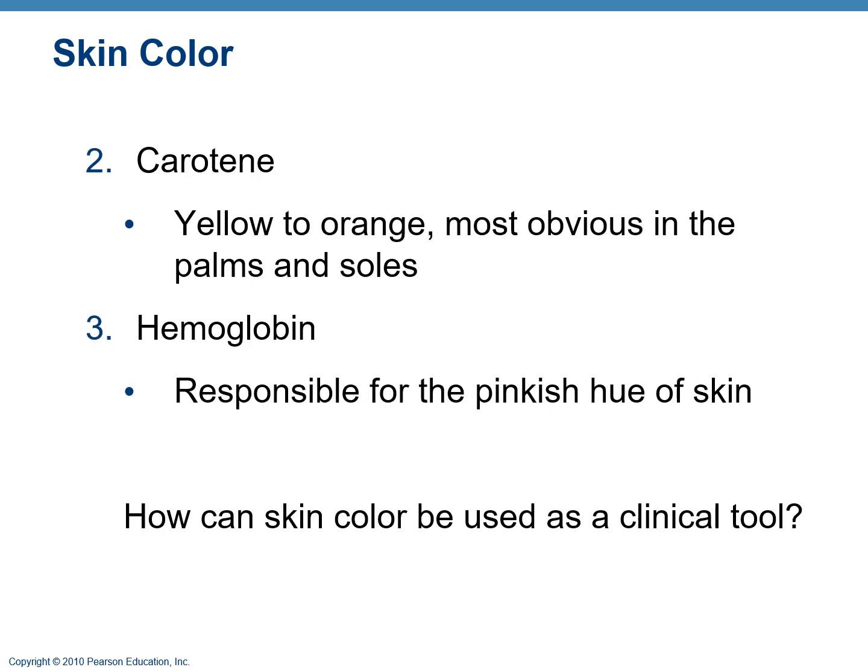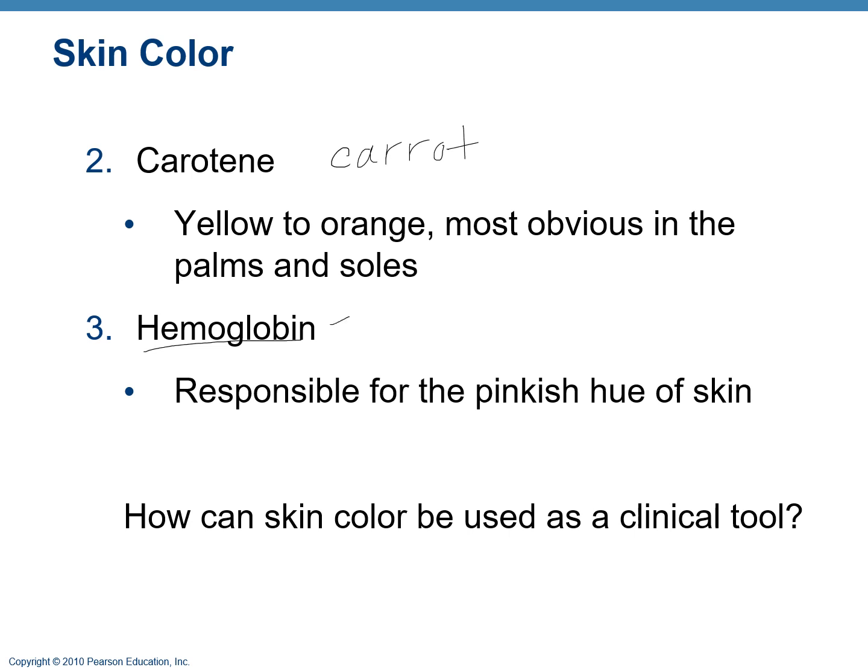Another pigment that we find in skin is known as carotene. Carrot, basically. This might help you remember the typical color that this lends to skin. It's yellow to orange. This is going to be most obvious in the palms and the soles. And then a third pigment that we see is hemoglobin. This is responsible for the pinkish hue of skin.